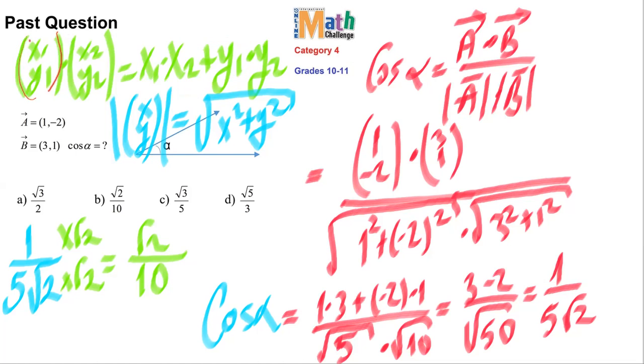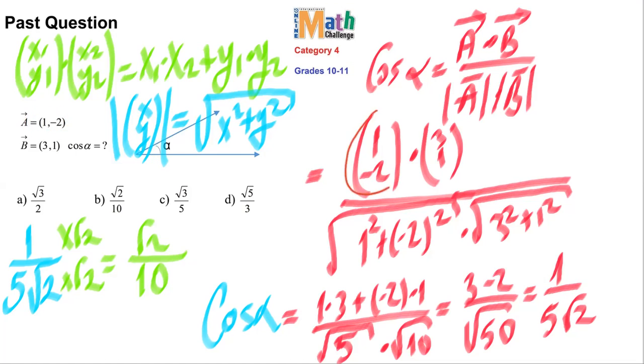If this is vector 1, x1, y1, and x2, y2 is vector 2, the dot product equals, so we multiply the x's together plus multiply the y's together. And the magnitude of a vector is, if this is x, y, any vector, the magnitude is like the Pythagorean theorem, so x squared plus y squared in square root. So let's apply this.